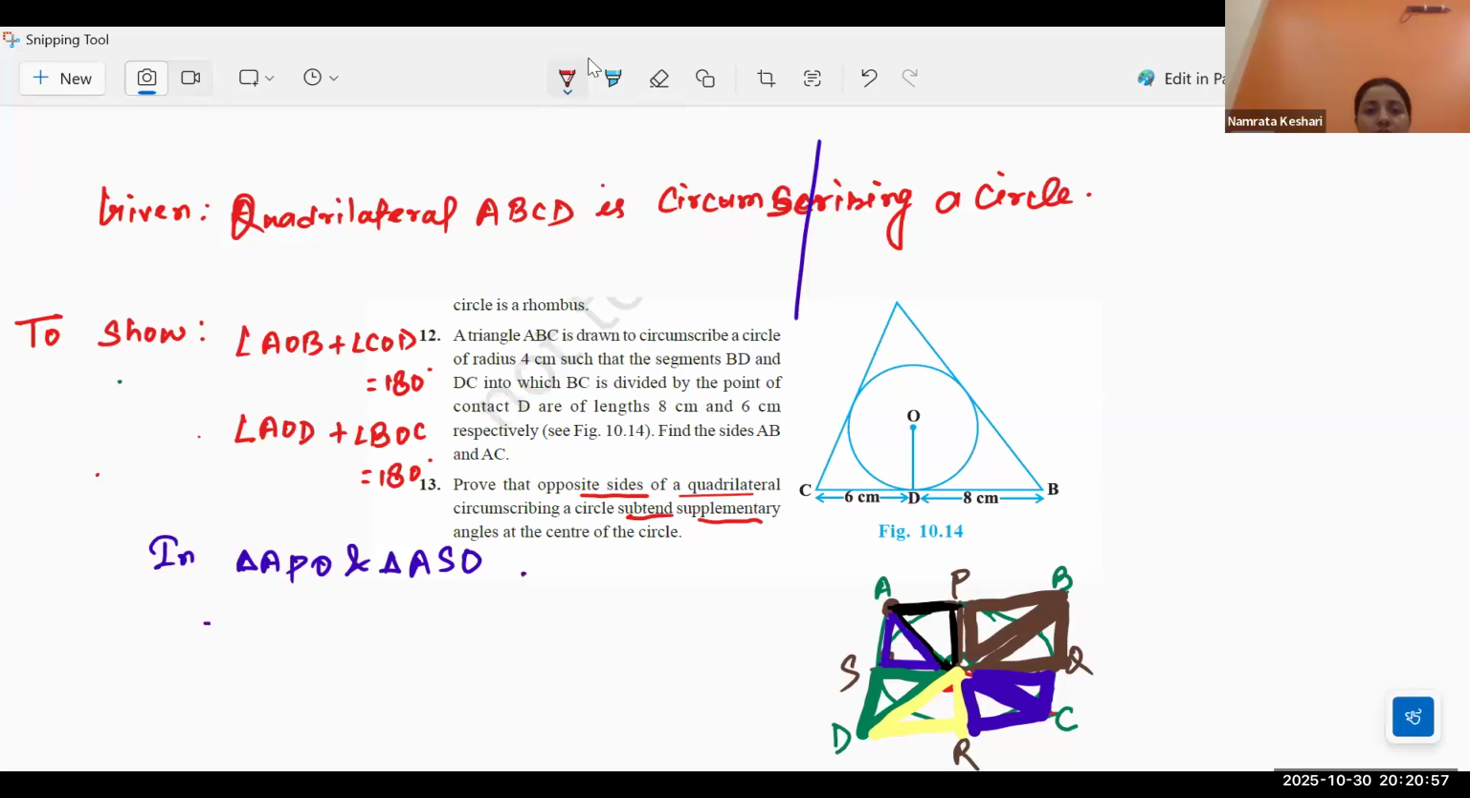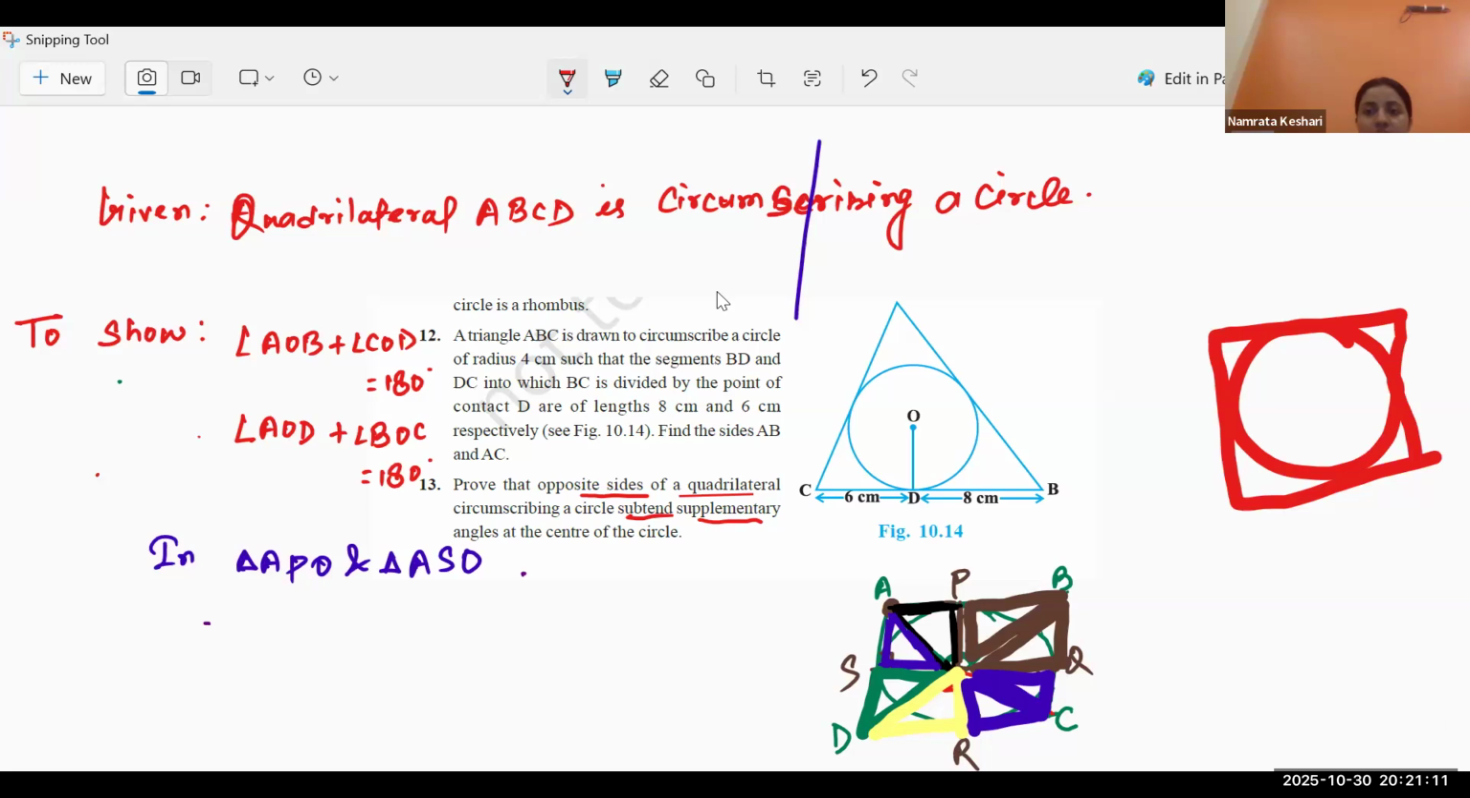First try to understand the steps which we'll be following, and then you can note it down. So we were having a circle. A quadrilateral was there which was circumscribing this circle, and we wanted to prove that this AB and CD, whatever angle it is creating at the center of the circle, these two are supplementary with each other. Similarly, the angle created by AD and BC are supplementary with each other.